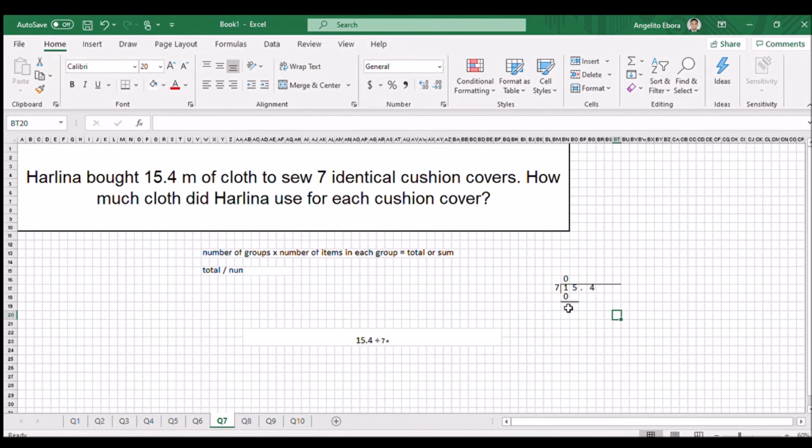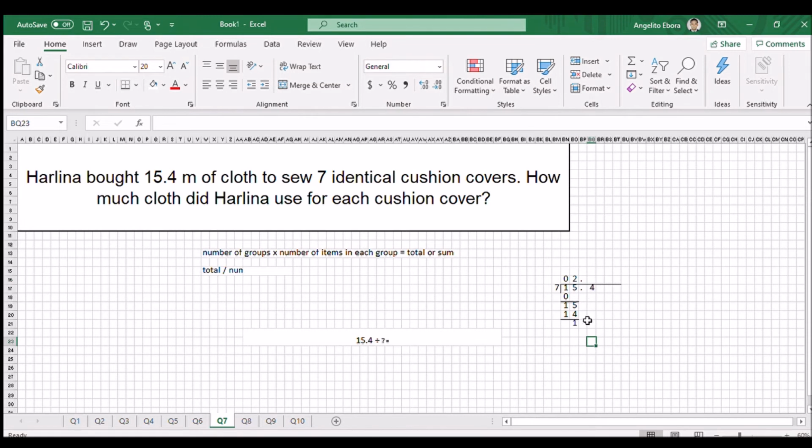Okay, so 15 minus 0 is 5, minus 1, minus 0 is 1, right? And then bring down 5. Okay, so 15 divided by 7 is 2. And 2 times 7 is 14. And subtract the two numbers. So 15 minus 14 is 1. Then don't forget the decimal point.